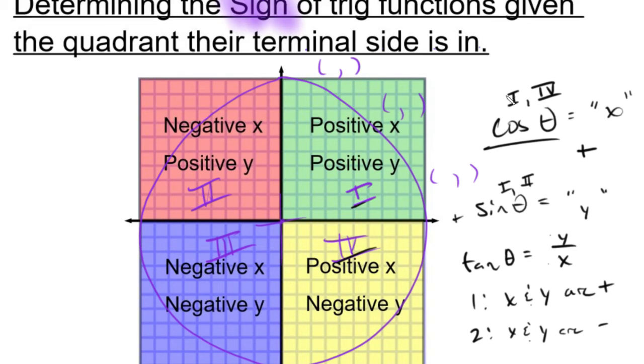Cosine is positive in 1 and 4. Tangent is positive in the quadrant where x and y are positive, so that is quadrant 1, but also where x and y are negative, which is quadrant 3. You might be wondering, what in the world are we even doing? We're developing shortcuts to figure out how to determine the trig value or trig function of an angle, right?